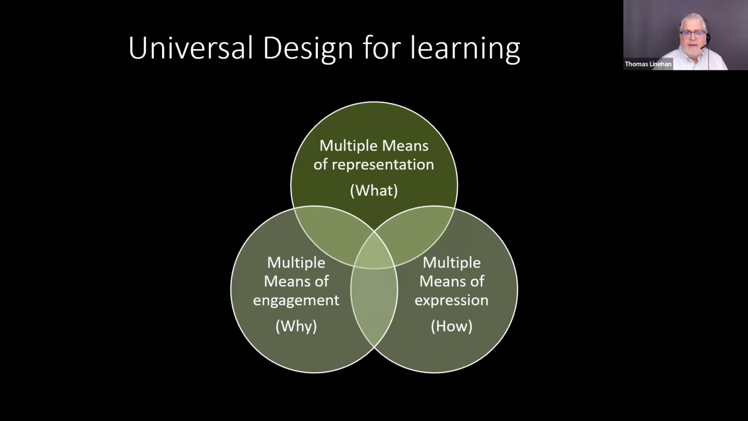And then there's the what, the multiple means of representing the information. That's an imperfect term, but it's the content of what you're trying to get across or help facilitate their learning of. And then finally, the how: the multiple means for action and expression of their learning. So those are the big framework, the big bubbles.